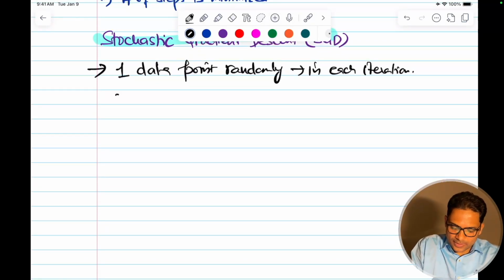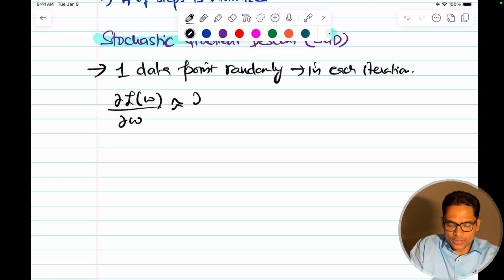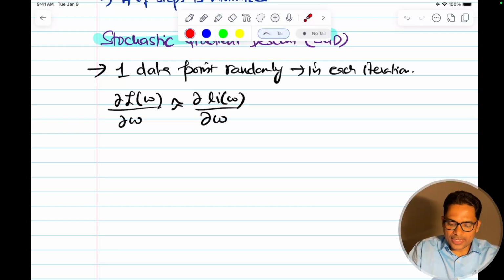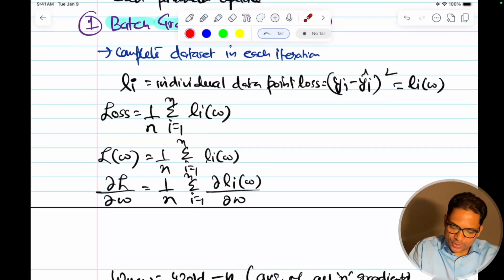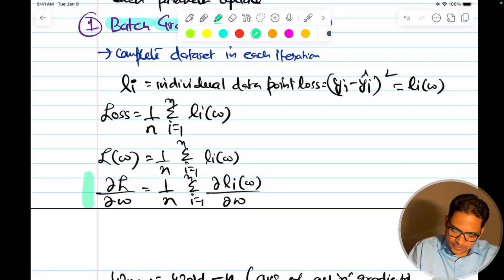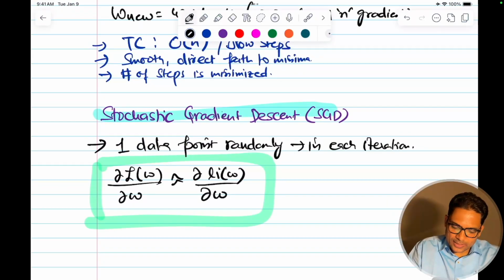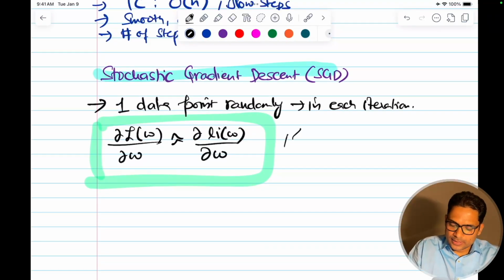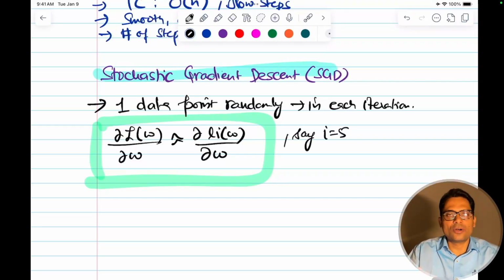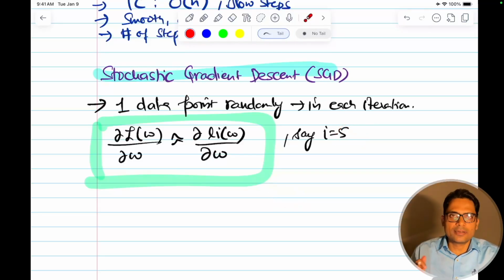Say for example, if I have dou loss of w by dou w, this will be approximately equal to the loss of one data point. So only one. There we had the average of all the data points; here we have only one data point. Say for example, i is equal to 5, the 5th data point out of, say, thousands of data points. So I'm taking the 5th data point randomly, and next time I'll take some other data point. So this is how you start updating your weight.